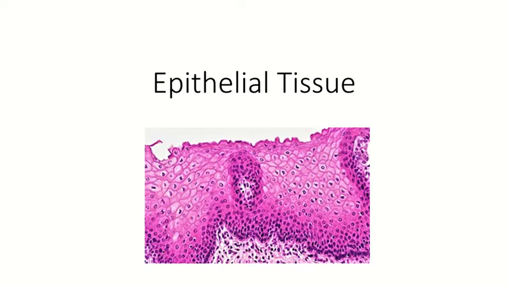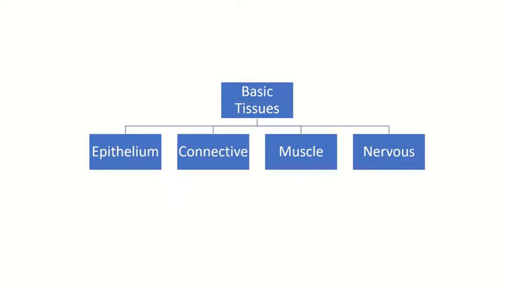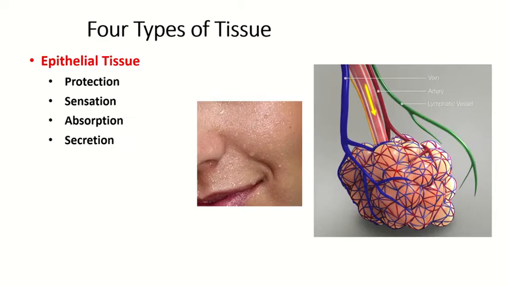In this video, I will talk about the epithelial tissue. As you may know, there are 4 different types of basic tissues: epithelial tissue, connective tissue, muscle, and nerve. I have different videos for each, so this video will only talk about epithelial tissue.